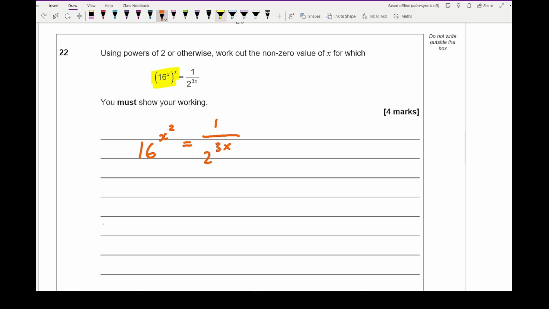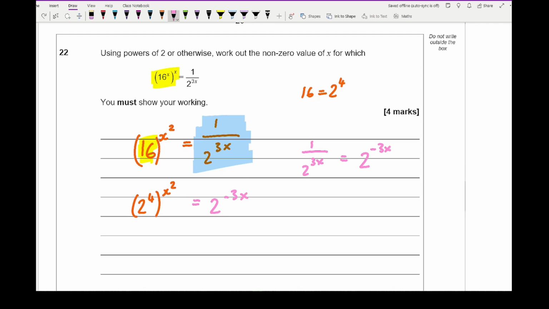Now what we want to do here is write 16, preferably not by crossing it out, as a power of 2. So if I focus on this, I know that 16 is equal to 2 to the power of 4, so I can rewrite this as 2 to the power of 4 all to the x squared, and looking at this right hand side, using the rules of indices, I can write 1 over 2 to the power of 3x as 2 to the power of minus 3x, and what I then end up with is something that looks like this.